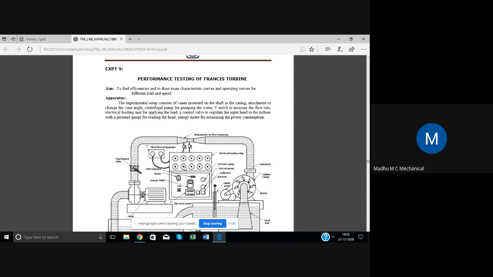So now let us come to the experimental setup. Now, what is our aim? To find the efficiency of the Francis turbine and to draw the operating curves for different load and different speed. So we told you, for different load and speed. Last time we did constant head and constant speed. Similarly, we have to do it for the Francis turbine also.